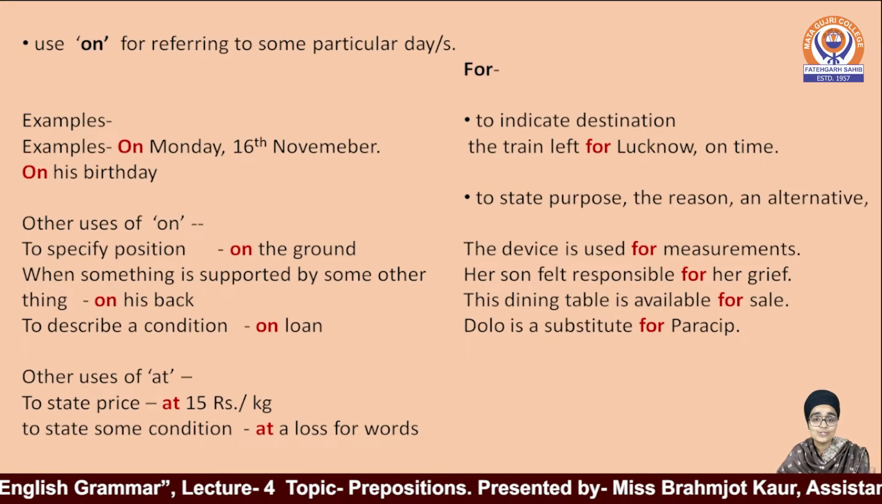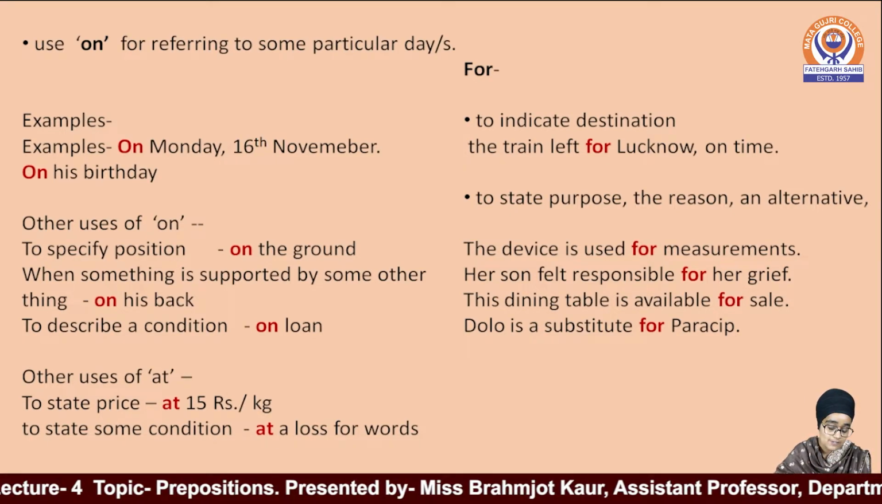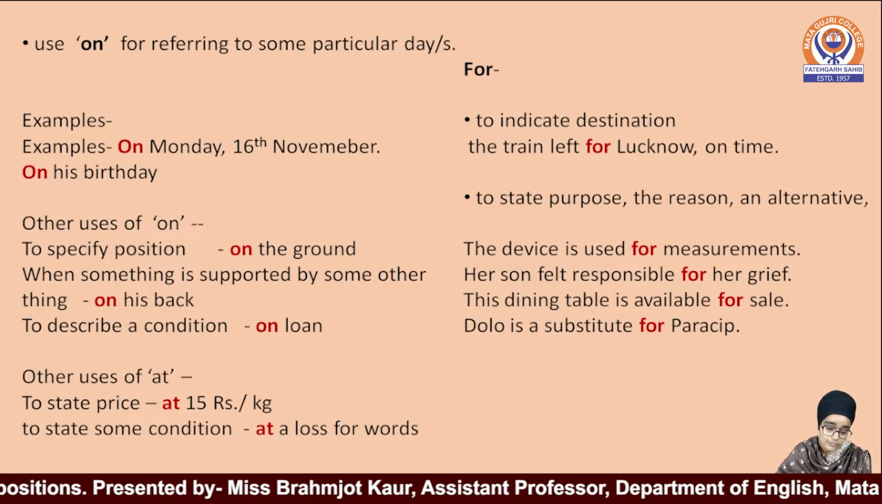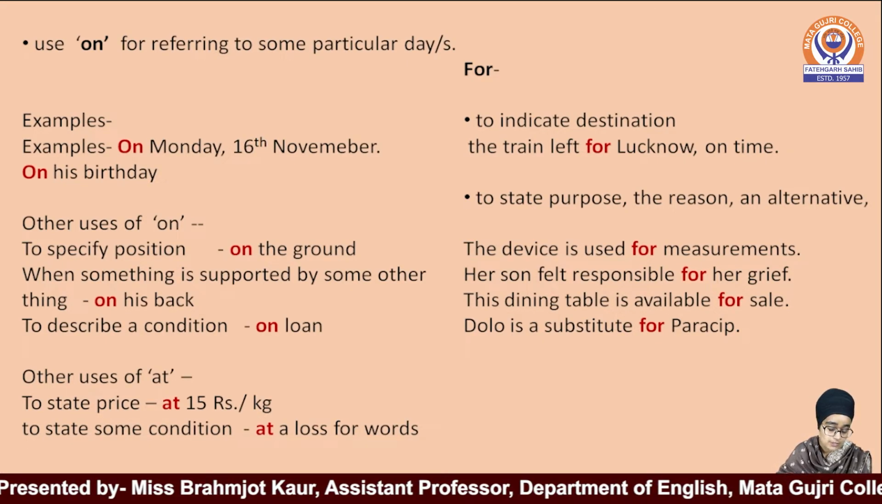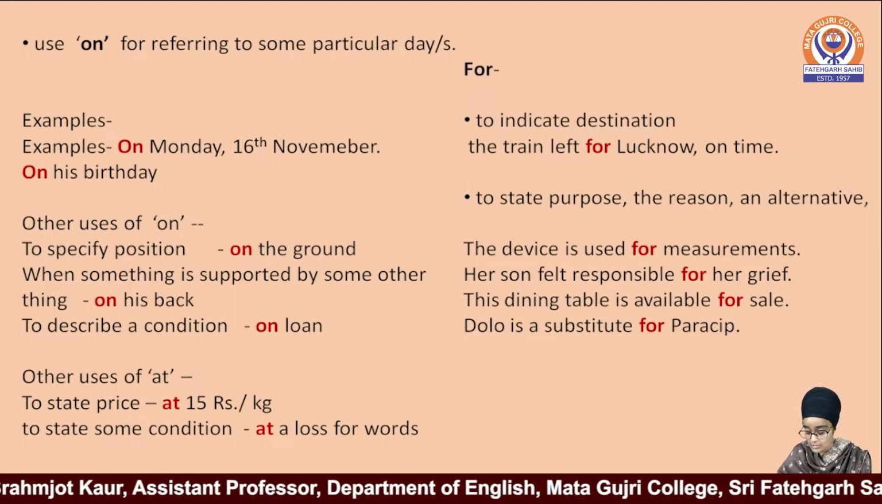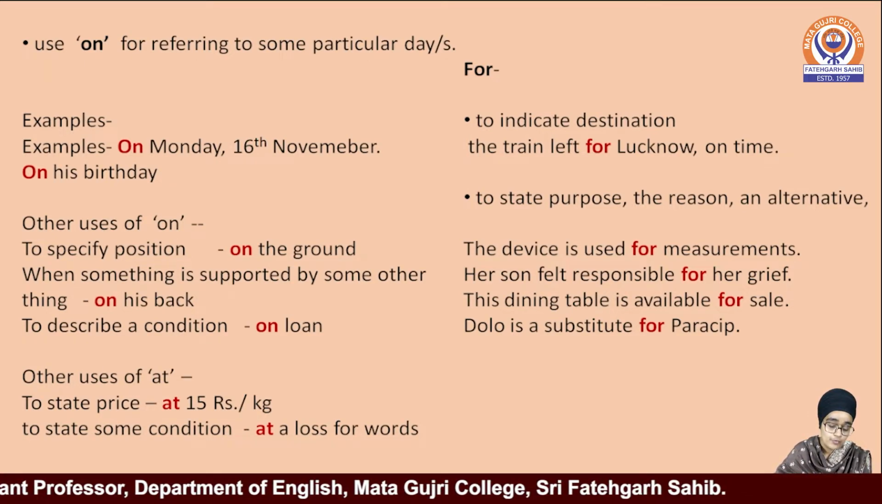Now coming to other uses of the preposition at. At is used when you state the price of something. So this commodity is available at rupees 15 per kg. So that's the price of the thing. Second, you use at sometimes to state some condition. So when the teacher asked me the question, I was at a loss for words.